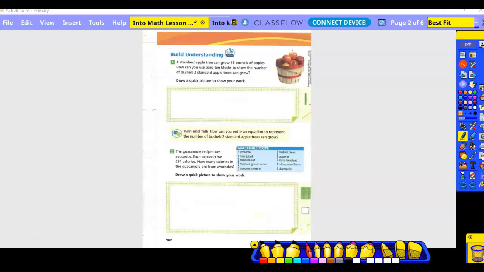Build understanding. Number 1, a standard apple tree can grow 13 bushels of apples. How can you use base 10 blocks to show the number of bushels 2 standard apple trees grow? So, what does 1 tree hold? We need a long and 3 small cubes, right? And then we need another long and 3 small cubes. So what does that equal? 2 longs and 6 small cubes.